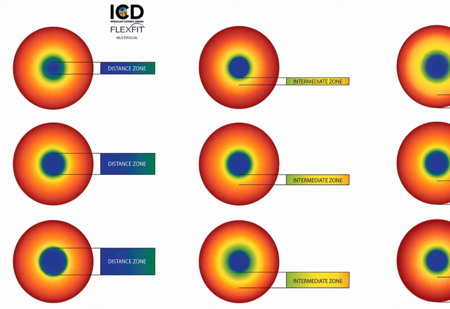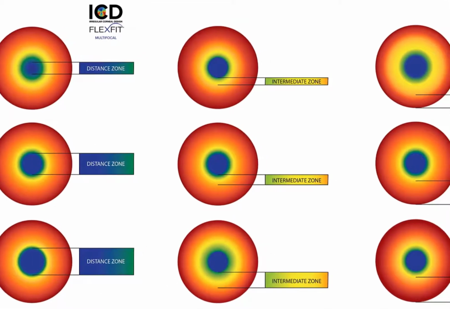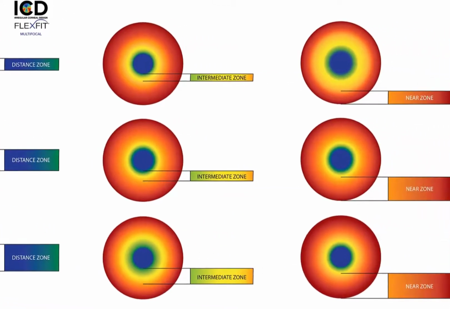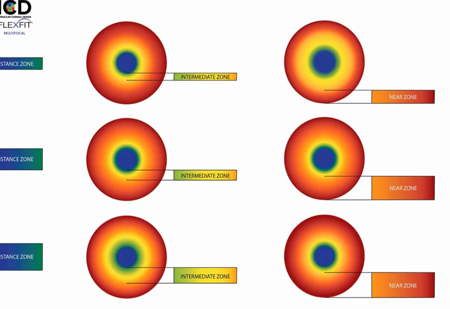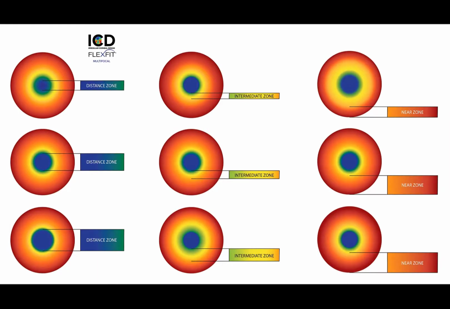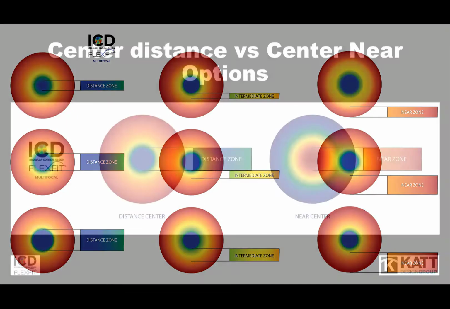The distance zone can be increased or decreased. The intermediate zone is allowed the same level of customization. And finally, the near zone can be controlled to influence magnification. The ICD FlexFit Multifocal allows you comprehensive control of the distance, the intermediate, and the near zones of the lens to create specific optics for each patient and each eye.